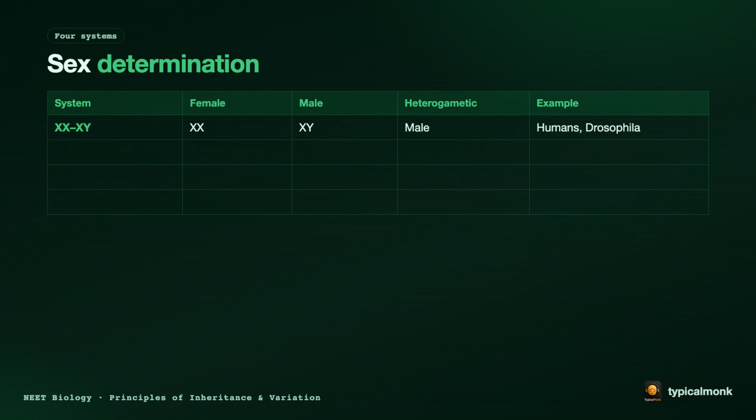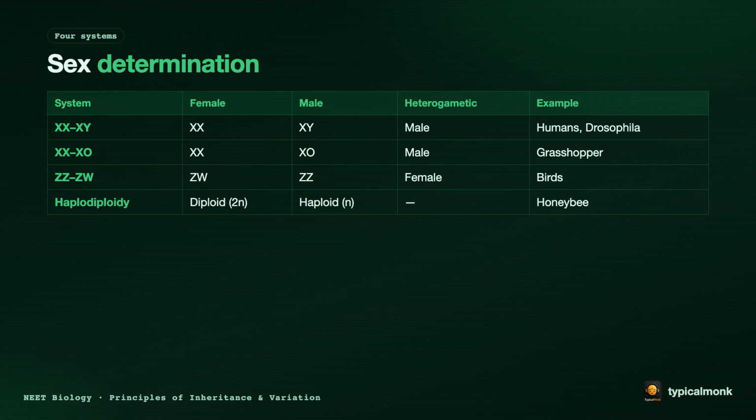Now, how sex is decided. See the 4 systems in this table. XX-XY: female XX, male XY. The male is heterogametic. Examples: humans and Drosophila. XX-XO: female XX, male XO. The male is heterogametic. Example: the grasshopper. ZZ-ZW: female ZW, male ZZ. Here, the female is heterogametic. Example: birds. And haplodiploidy. The female is diploid. The male is haploid. Example: the honeybee.